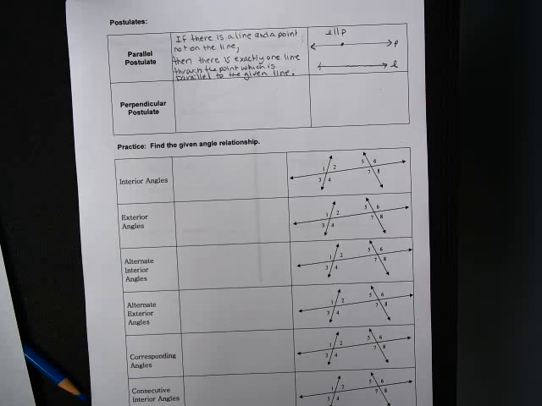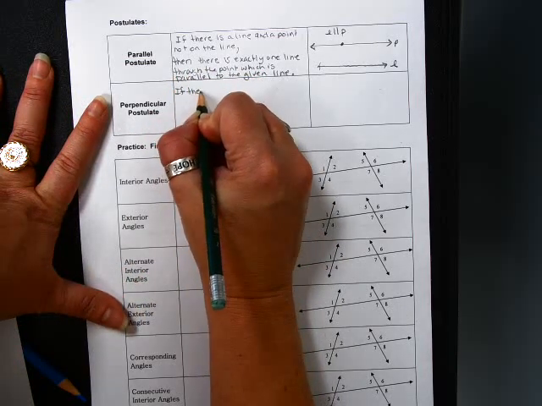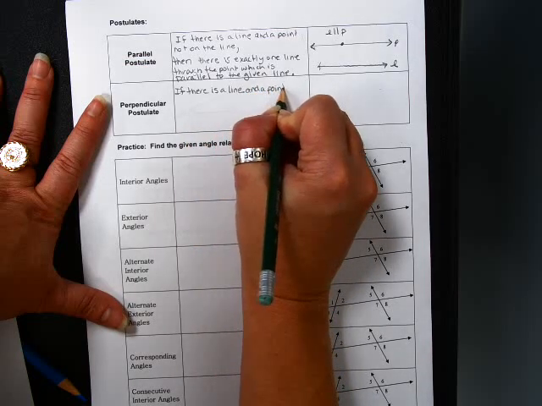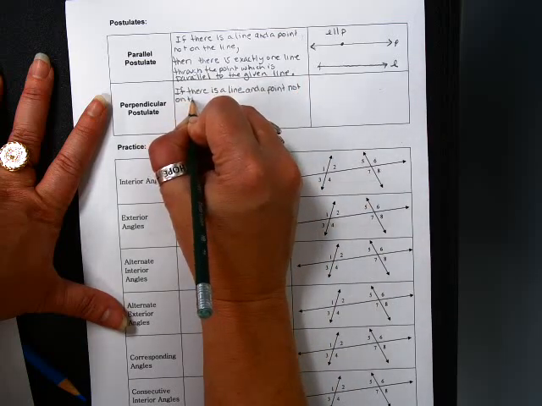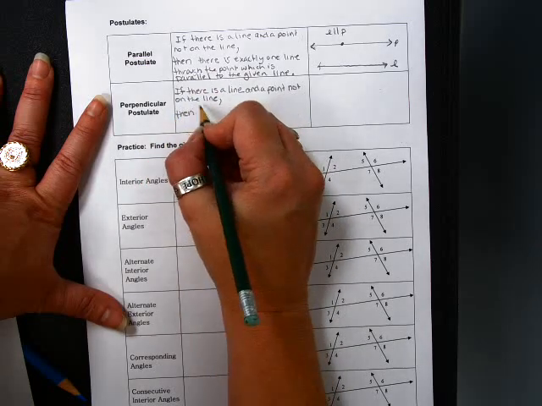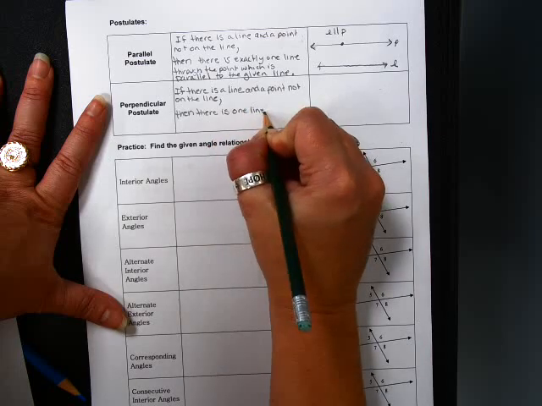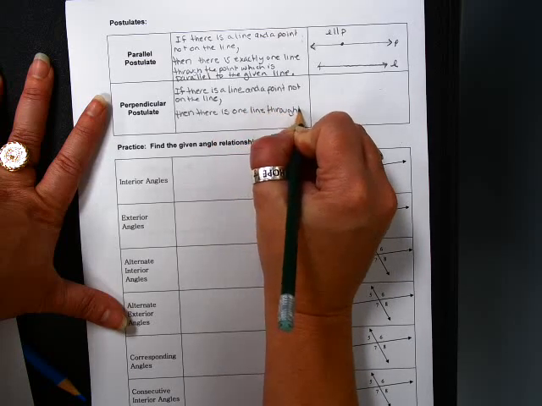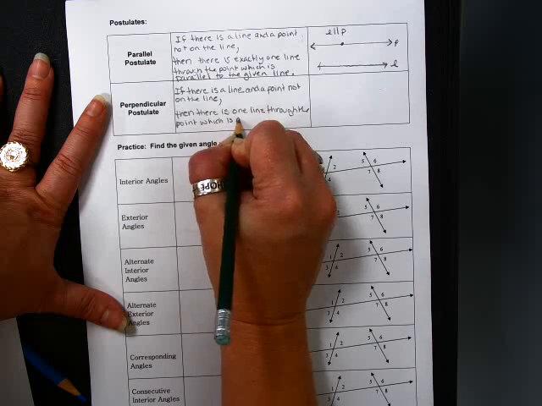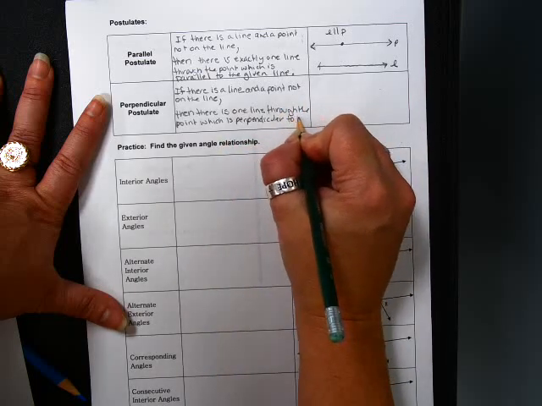Alright, the next one, perpendicular postulate. So we're going to do the if-then again. So if there is a line and a point not on the line, then there is one line through the point which is perpendicular to the given line.